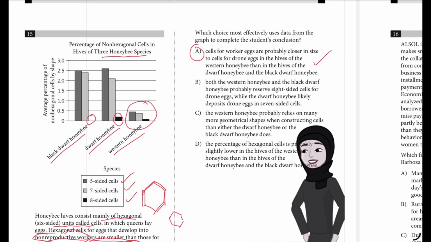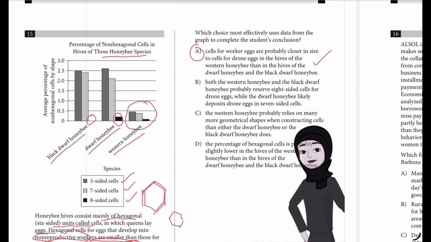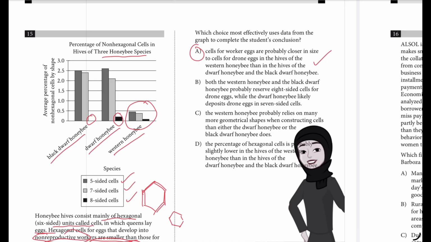Choice A is the best answer because it most effectively uses data from the graph to complete the student's conclusion about beehive structure. The text explains that in the hives of honeybees, the hexagonal cells housing drone eggs are larger than the hexagonal cells housing worker eggs, and that this size difference results in a construction problem that the bees address by using non-hexagonal cells to fill gaps between sections of drone egg cells and worker egg cells.